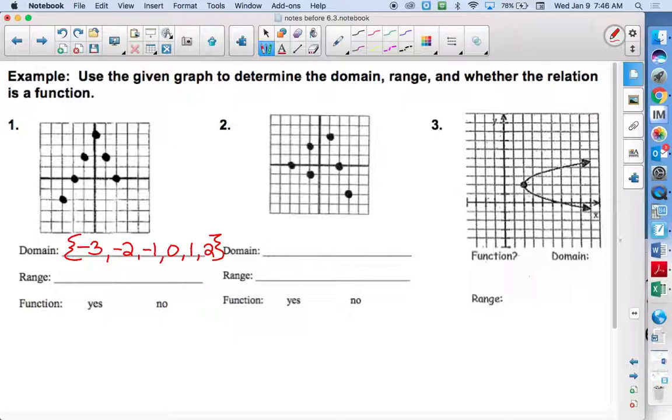So when you look at the range, you're looking at the y values from the bottom to the top of the graph, and you're just listing those y values. And same thing, if they're not connected, they get the little braces around them to show that it is a set together pertaining to the graph we're looking at. So Holly, what y values do you see? -2, 0, 2.